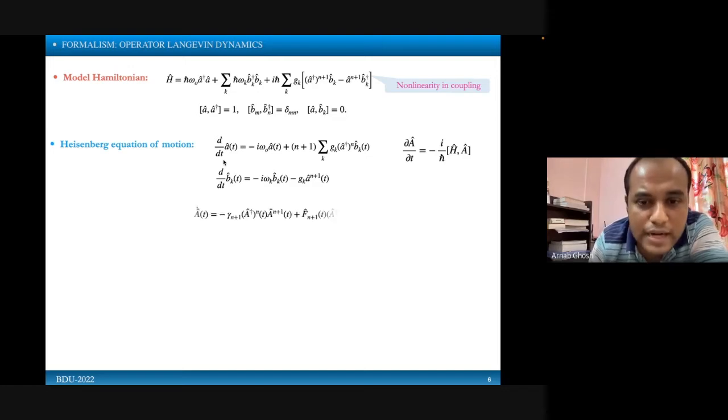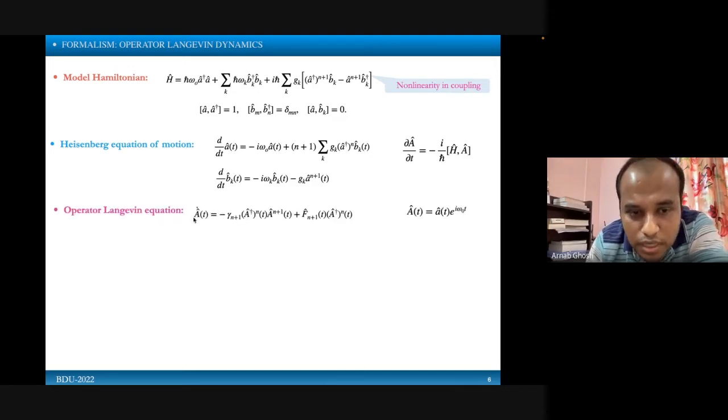And if you do that, then it turns out to be an operator Langevin equation for the system operators in terms of the capital A, where capital A absorbs these free evolutions of the system's slowly varying operators. And now you can see this is a much more complicated equation. The noise term that appears here is multiplicative in nature, and here also you have a complicated form of the system operators.